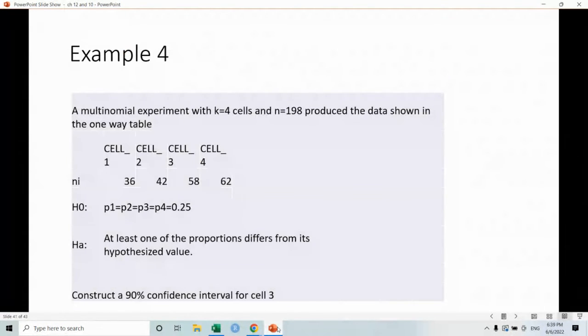All right, so let's do another example. We have a multinomial experiment with k equals 4 cells and a sample size of 198, producing this data. We have ni, our observed values: 36, 42, 58, 62. Our null hypothesis is that we expected all the proportions would be 0.25. And the alternative is that at least one of those proportions is wrong.